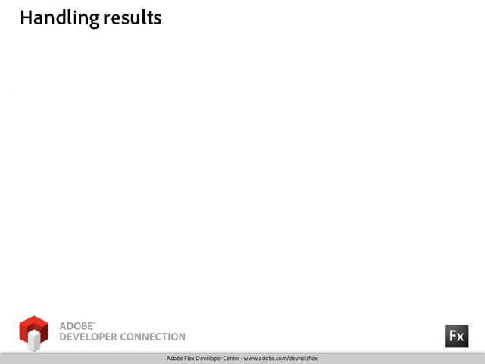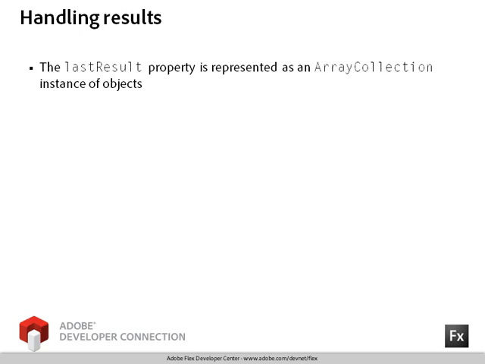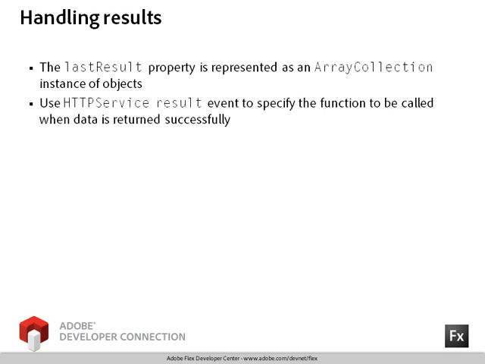Based on your previous experience, you know that the return data is represented as an ArrayCollection instance of generic objects. You also learn that it is often more useful to handle the data with a result event rather than directly binding to the lastResult property. Doing so allows you to manipulate the data before you use it or assign it to a class property where it can be used more flexibly in the application.